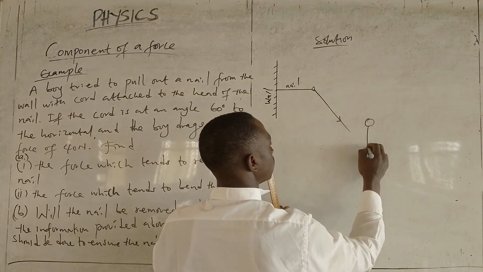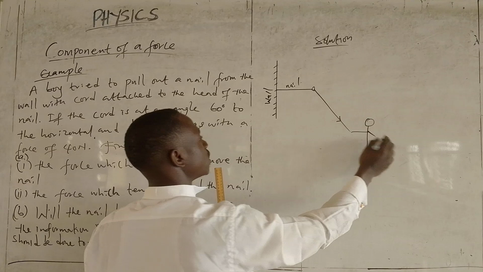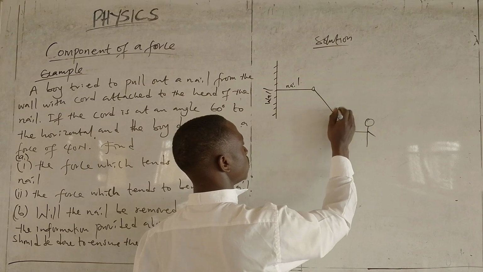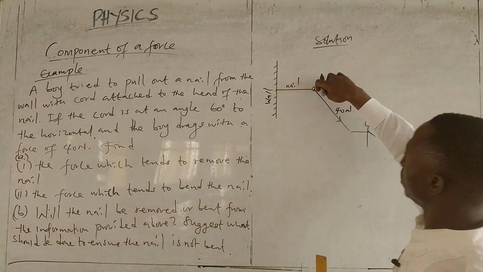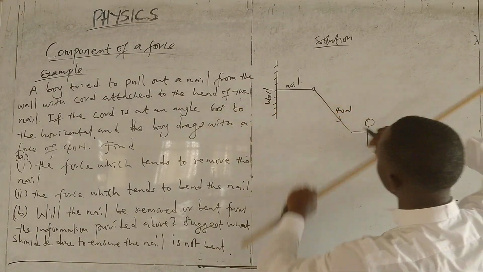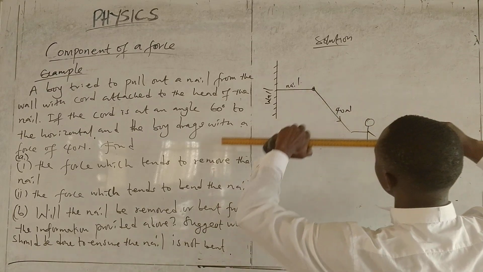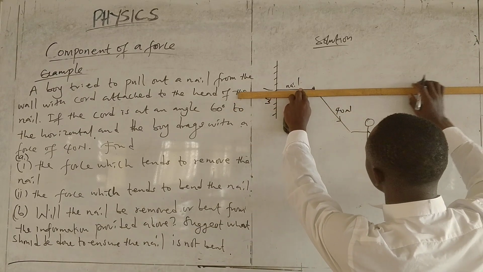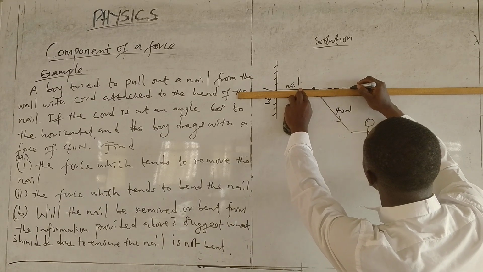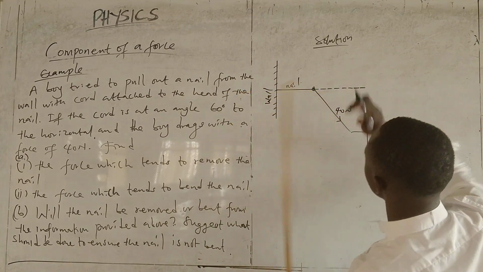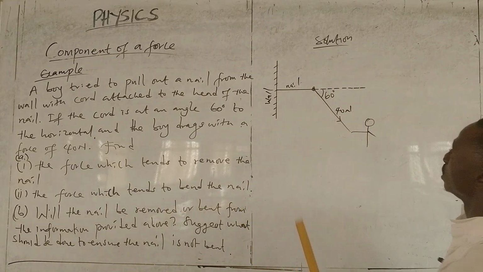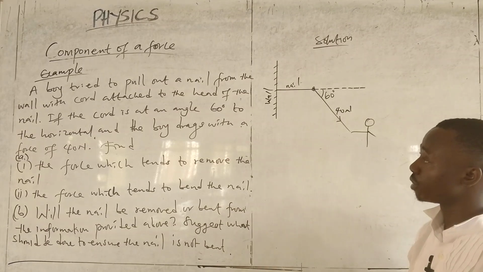This is the boy down here. He stretches his hand and is dragging the cord. And it's dragging with what force? 40 Newton. Then we are told that the cord is inclined at an angle of 60 degrees to the what? Horizontal. So go to where the cord is tied. From there, draw a horizontal in the direction of the boy. The broken line I'm drawing now is the horizontal, so that this is the angle of inclination of the cord to the horizontal, 60 degrees. I believe you are following, right?